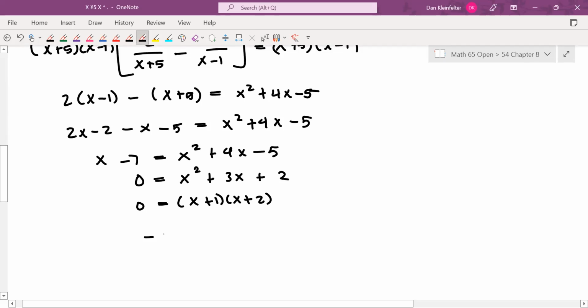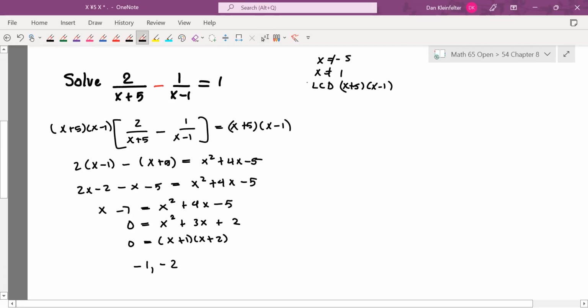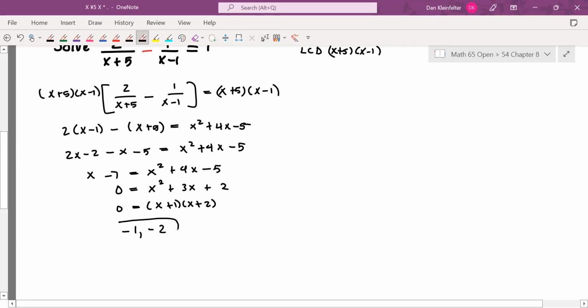So here it looks like the solutions are -1 and -2, but I should go back and look at our exclusions. One of our exclusions, nope, we're okay. It was -1 and -2. I was thinking of a positive one. So we're actually okay. It's -1 and -2 for our solutions.